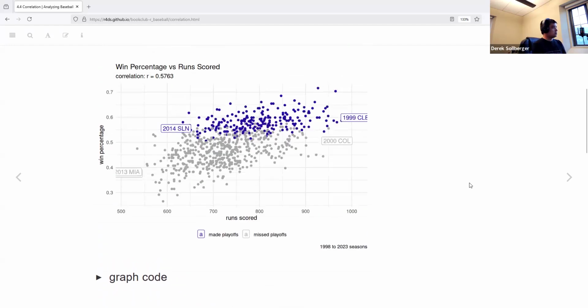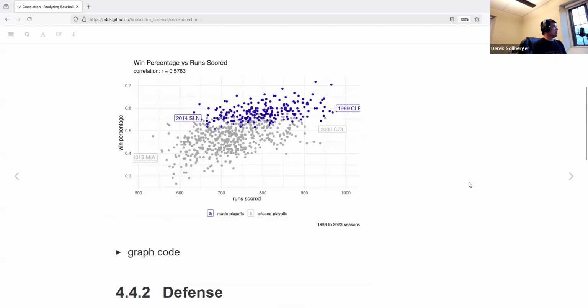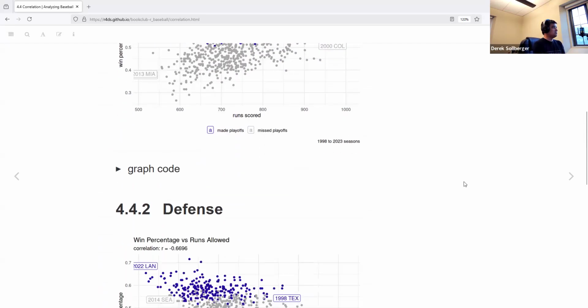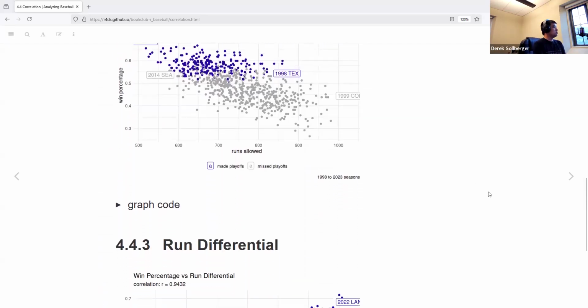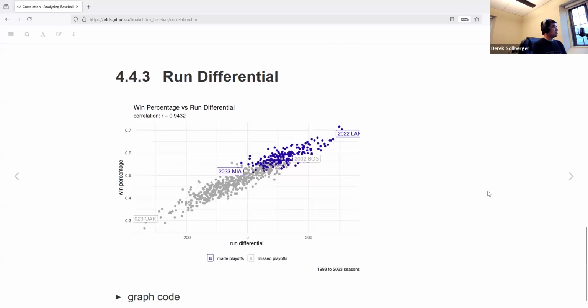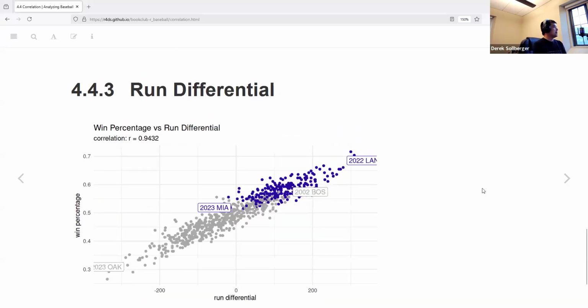So what I've tried to demonstrate over the past couple of graphs is that it's not enough to think about just offense or just defense. And thus you could imagine what we want to do is think about them simultaneously. We had our mutated variable run differential, literally runs scored minus runs allowed. When we have that as our input variable on the horizontal axis, all of a sudden we are seeing some great results here, a correlation value of about 0.94.